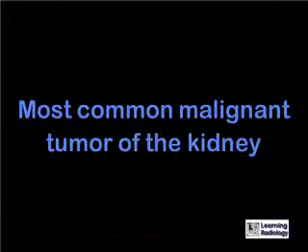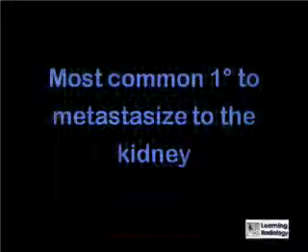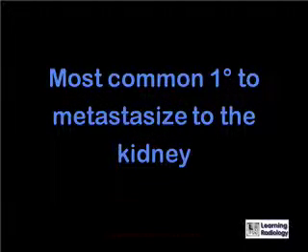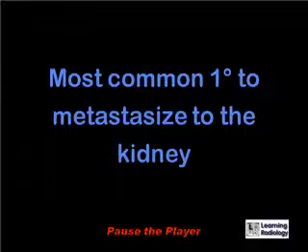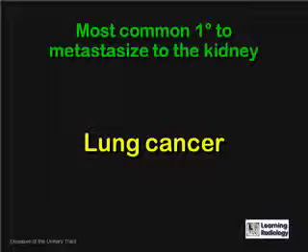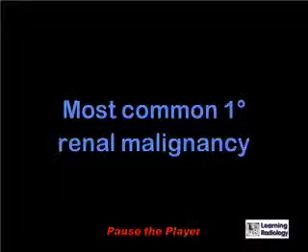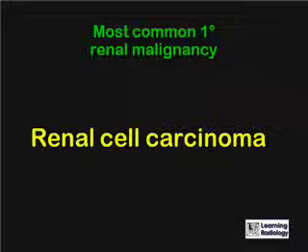What is the most common malignant tumor of the kidney? Metastatic disease found mostly at autopsy. What is the most common primary to metastasize to the kidney? Lung cancer. What is the most common primary renal malignancy? Renal cell carcinoma.